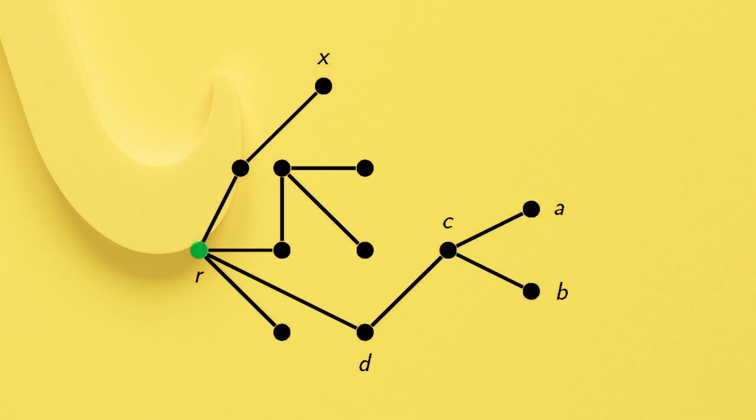Likewise, D also lies on this path, so D is also an ancestor of A, and in fact D is also an ancestor of B, just like C. And you can see that R is the ancestor of all these vertices. What is the relation between X and C?